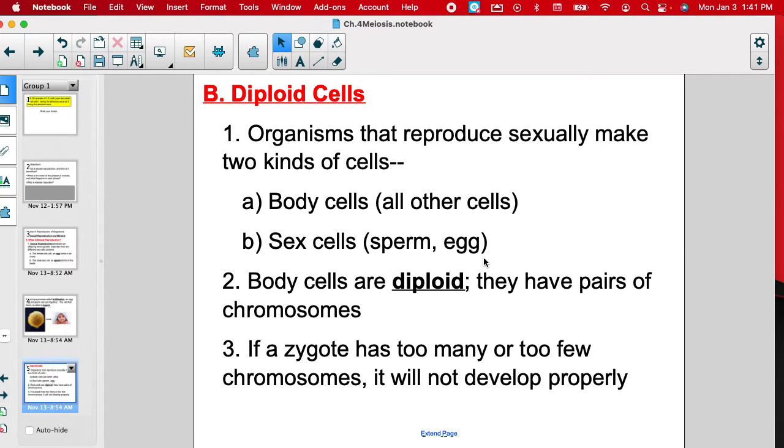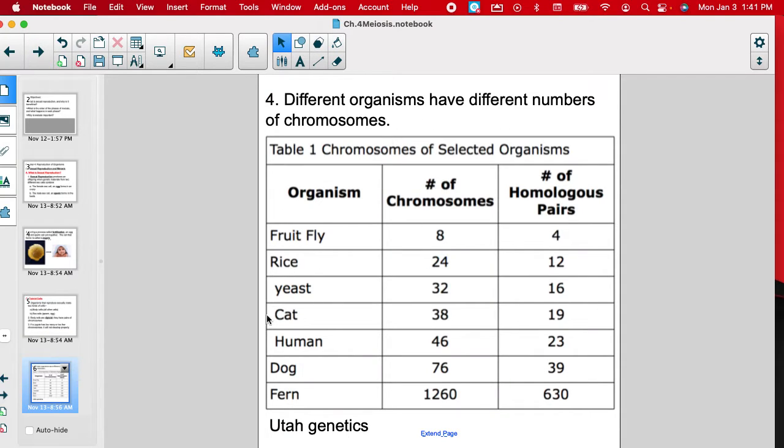And the purpose of that is to maintain the correct number of chromosomes. Because if a zygote has too many or too few, it may develop a genetic disorder. It may not develop properly. So we spent a lot of time just talking about chromosomes and chromosome numbers. Different species have a different number of chromosomes. A fern is 1,260, a fruit fly is 8. The number of chromosomes has nothing to do with how complex the organism is, all right? It has nothing to do with intelligence or how smart the animal is.